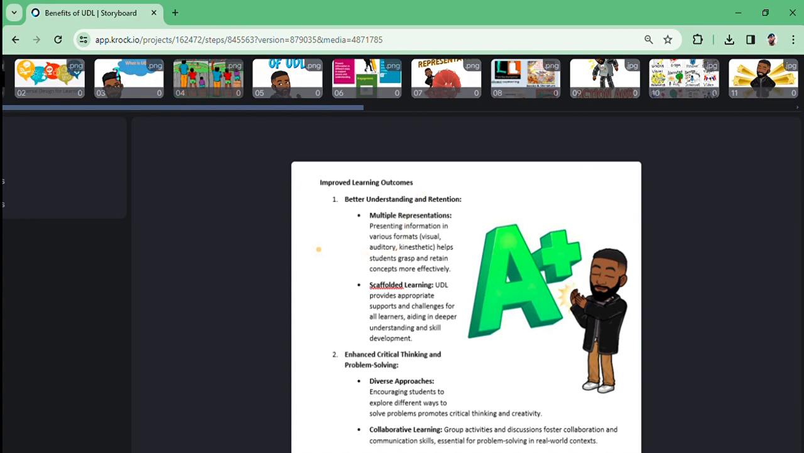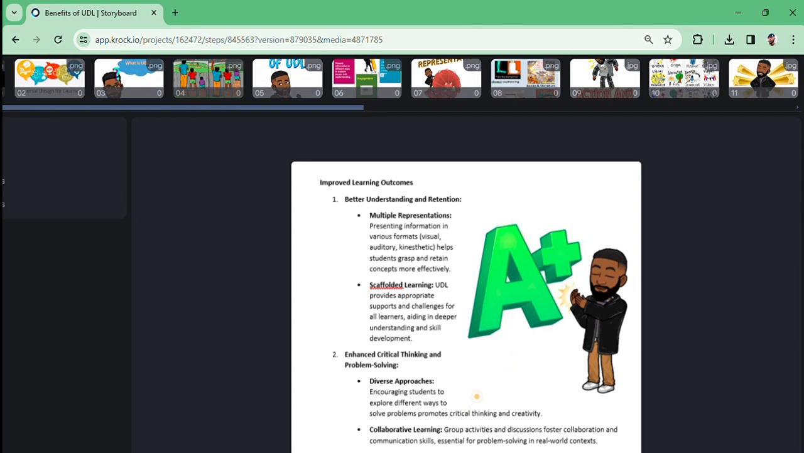Another benefit of UDL is to have better understanding and retention of the material. So we have multiple means of representing the material, and we have scaffolding in the learning environment. So students are well supported in the particular learning environment, and we ensure that we have materials which will cater to the different learning styles in the environment. So this will ensure that students understand the material better, and they have a better chance of retaining the material.